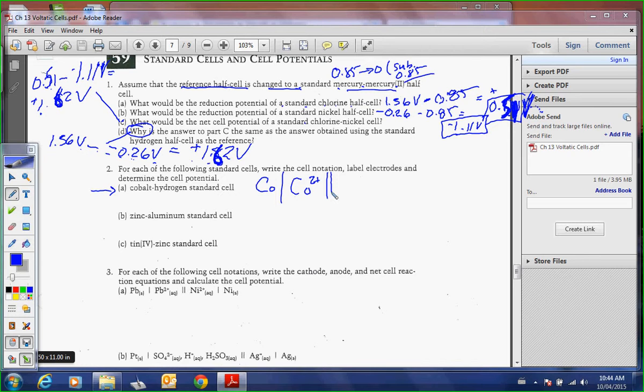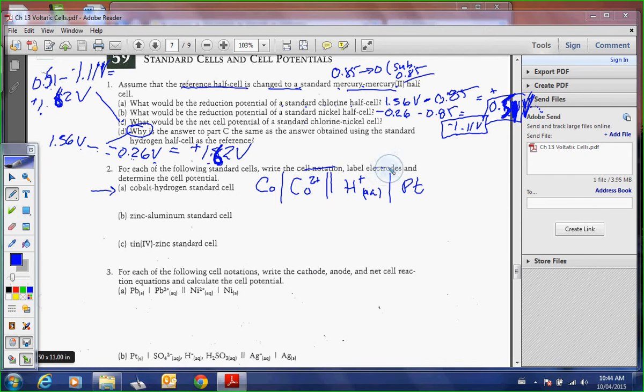And then what's the solution that goes with the hydrogen standard cell? H plus. Right? And probably a hydrochloric acid, sulfuric acid, but it doesn't matter. It's the H plus I'm concerned about. And then a line. And what stick am I going to put in there? Sure, platinum. Or graphite, carbon graphite. And now I've written the cell notation for you.